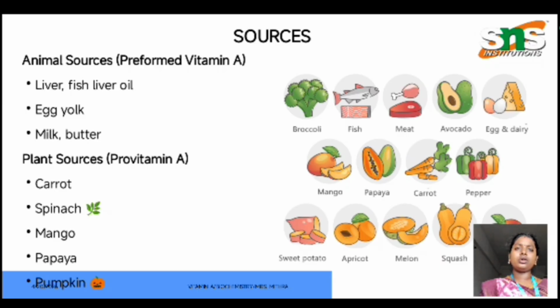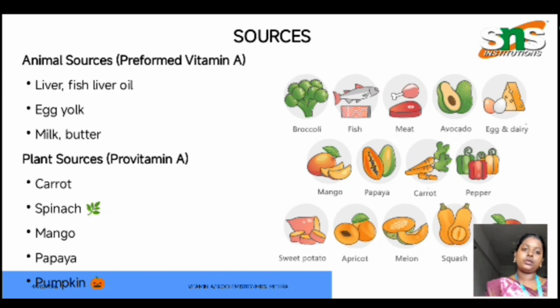In animal sources, liver and fish liver oil are excellent. Fish liver oil is an excellent source of vitamin A, as are egg yolk, milk and butter. In plant sources, it exists as provitamin A, like colored foods that are very rich in vitamin A. That is carrot, which mainly consists of beta carotene, spinach, mango, papaya, pumpkin. These give the carotenoid pigment because it gives colors to many fruits and vegetables.